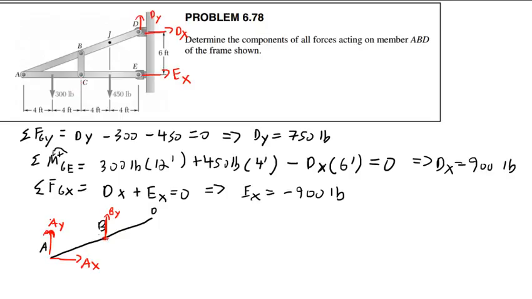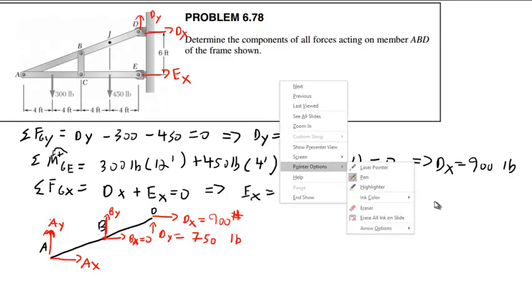In fact, maybe I will show a BX on there. I'll just show that it's equal to zero. BX equals zero. And then we have DX equal to 900 pounds, and DY equals 750 pounds, like so.